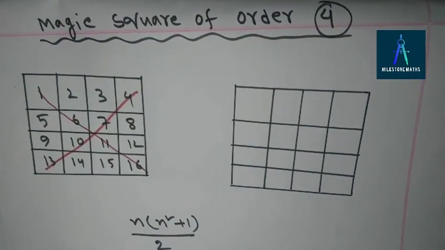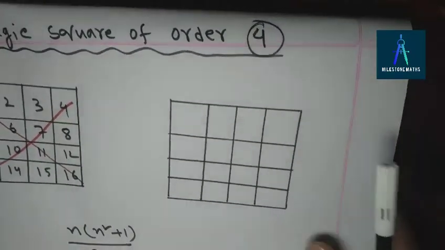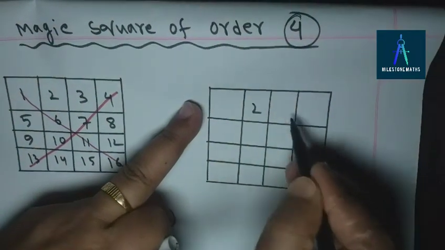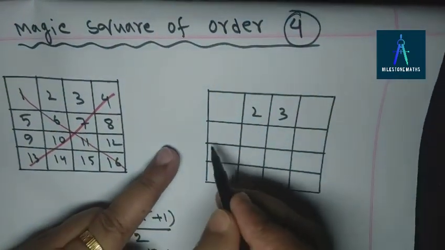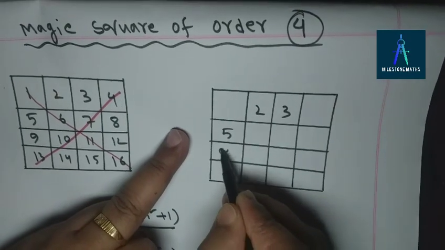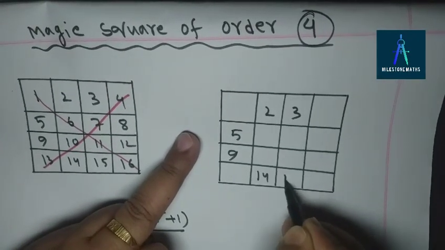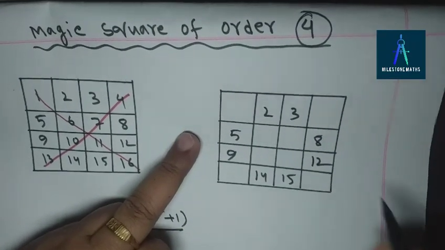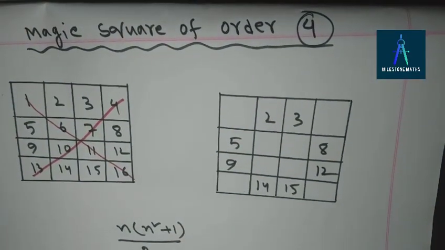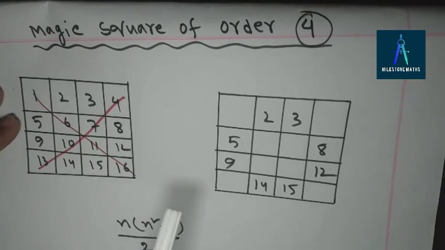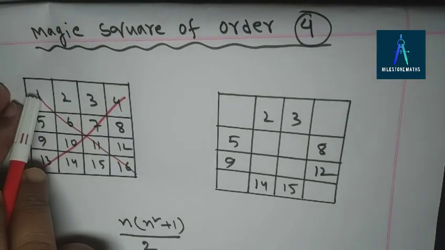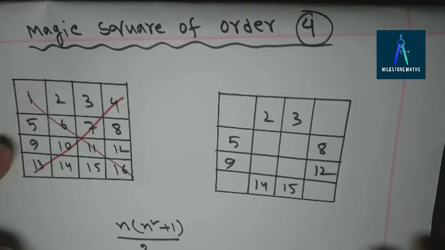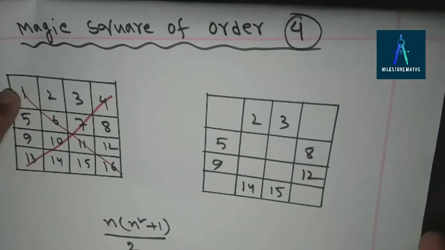Okay, the remaining numbers I will write here. So 2, 3, here will be 5, 9, here will be 14, 15, 8 and 12. Then next step is the numbers that I cut here, 1, 6, 11 and 16, I will write here in reverse way. That means here is 1.